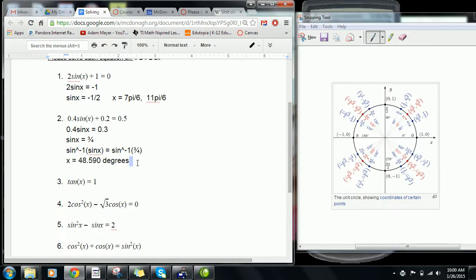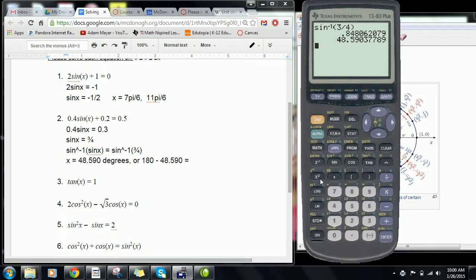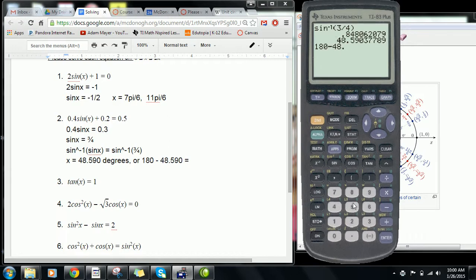So to get the other solution, I'm going to subtract that 48.59 from 180, and that's going to give me the second solution, 131.1 degrees. And those are my two solutions, 131.1 and 48.59 in degrees on the interval 0 to 360. Okay.